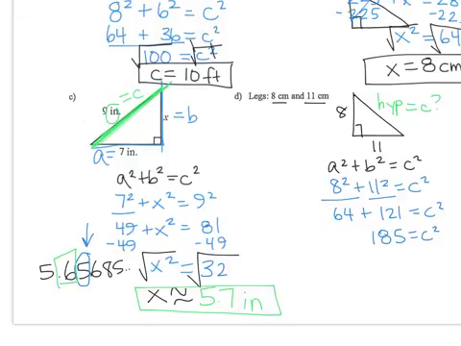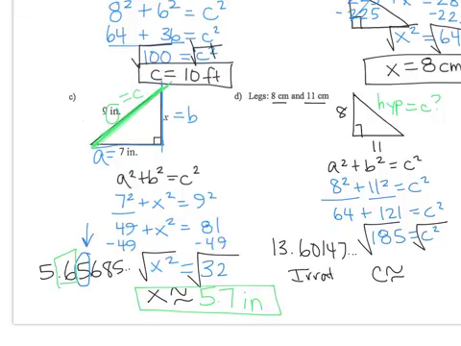So now I'm going to take the square root. So the square root of 185 is approximately, now on my calculator I get 13.60147. It's an irrational number. I'm going to round by looking at this decimal, which tells me I need to keep this the same. So the answer is 13.6, and then it's centimeters.